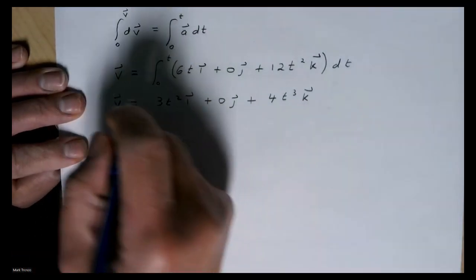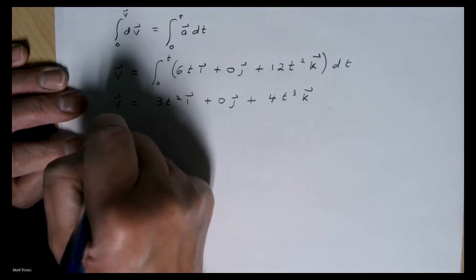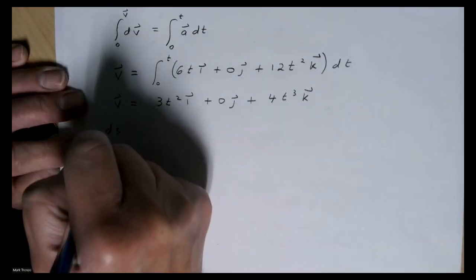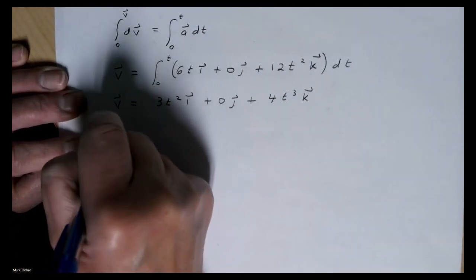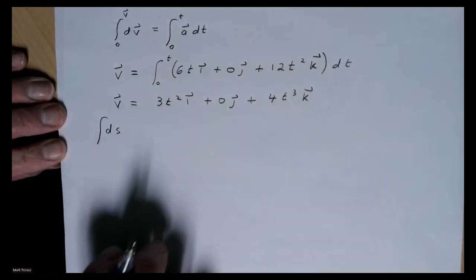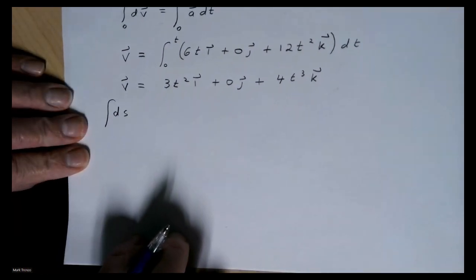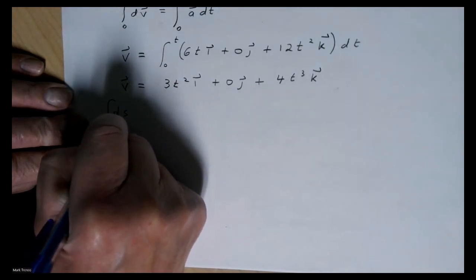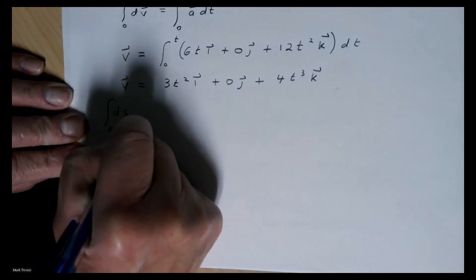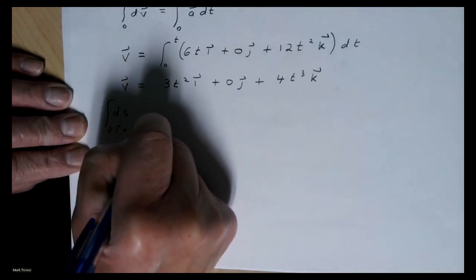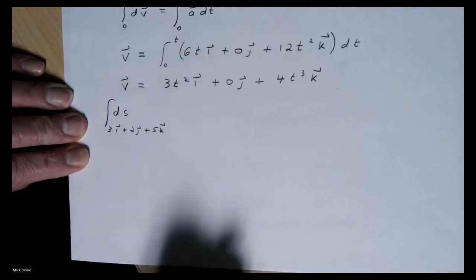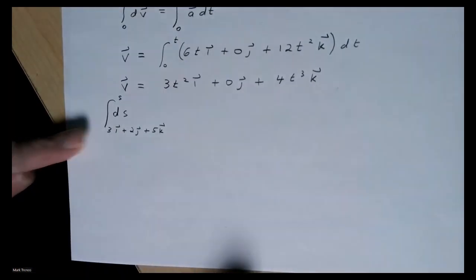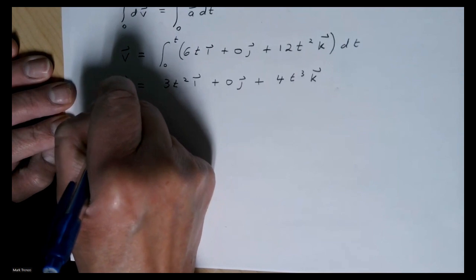And then when we want to find S, now this time we have to be a little bit careful because we're not starting at 0. We're not starting at position 0. We were given the position of 3I plus 2J plus 5K. That was our initial starting position. So that's going to be our lower bound. Then our upper bound will be S over here. And then this is just the vector S.